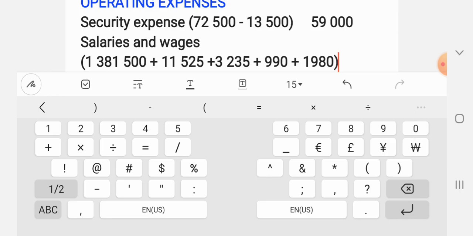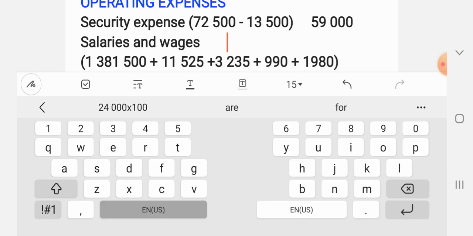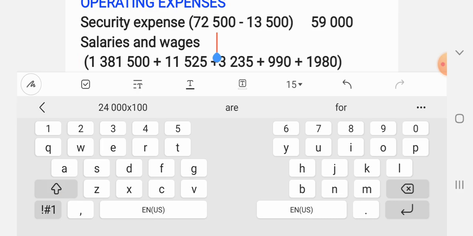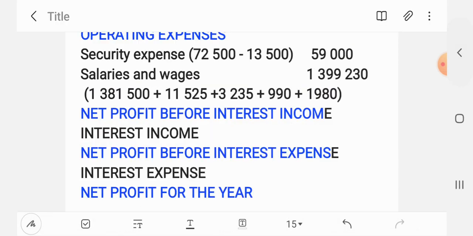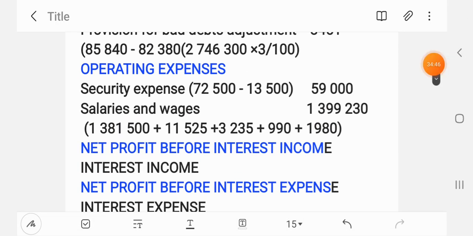So the amount, we will have to write the amount of salaries. The total is 1,399,230. So yeah, here we are.